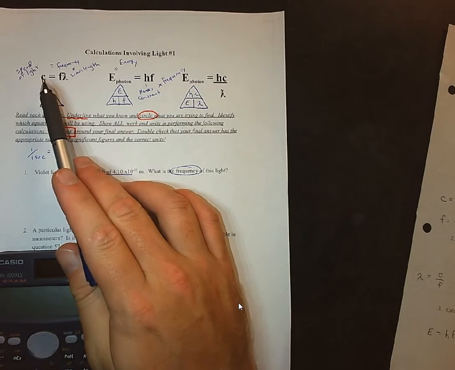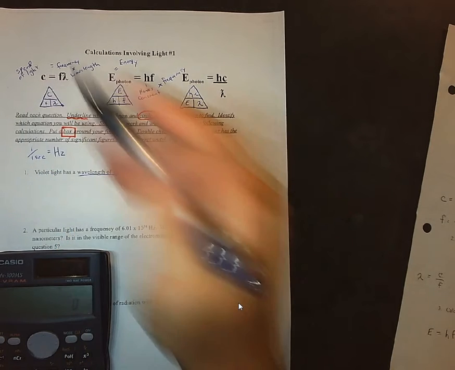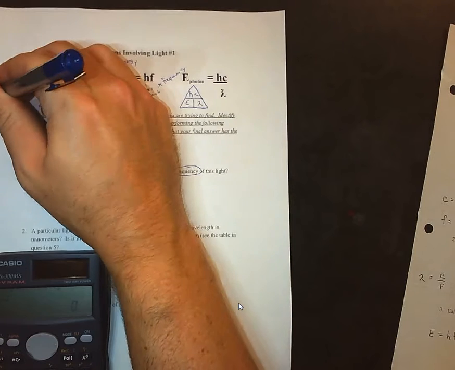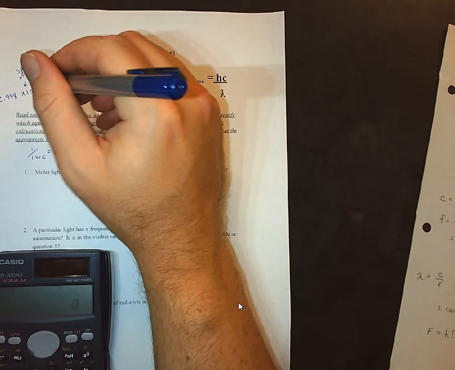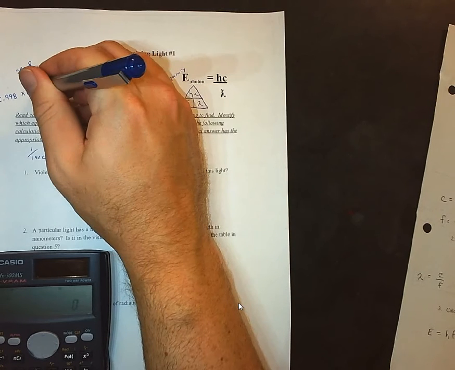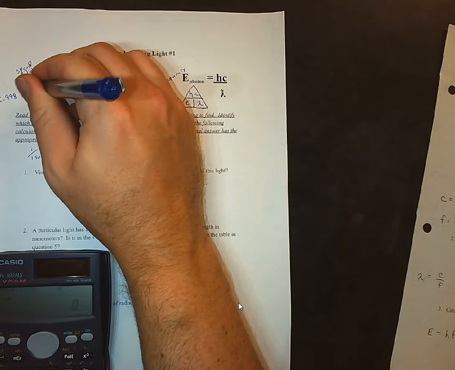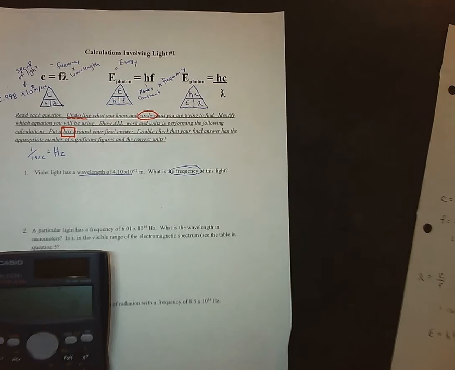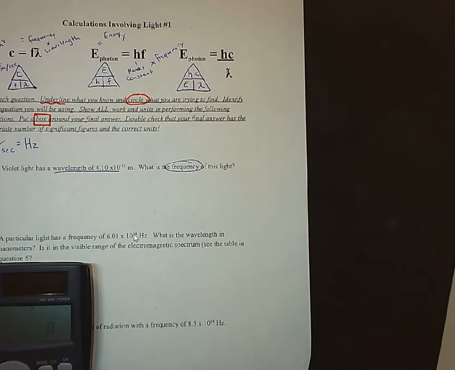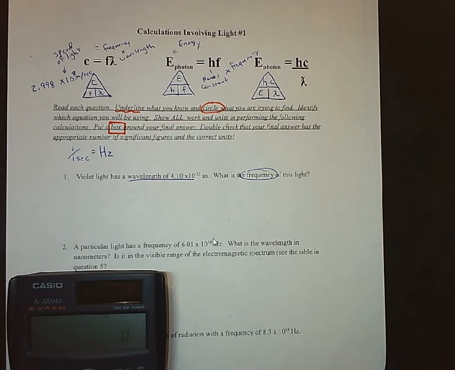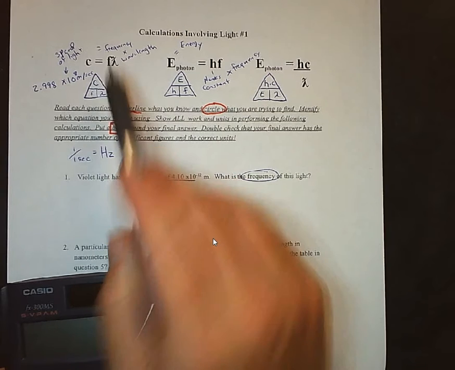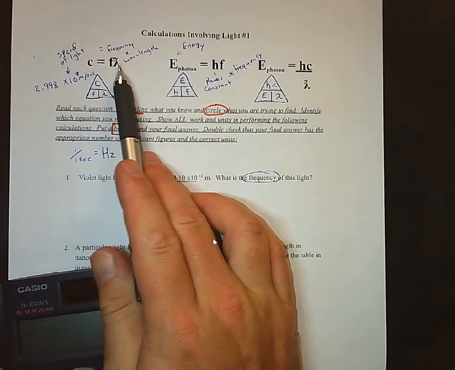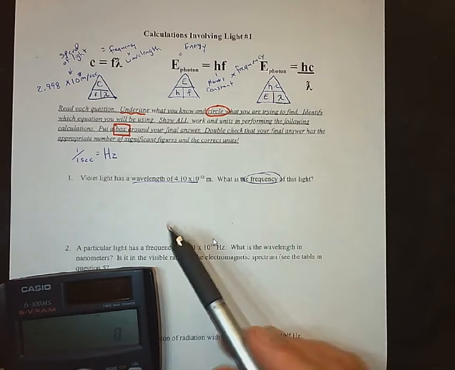The other thing we might want to know is the speed of light. Speed of light is 2.998 times 10 to the 8th meters per second. So this is our first time. We're going to set this up a little bit differently than what you guys do in your algebra class. First thing we're going to do is we know everything in here. We're looking for frequency. We have our wavelength, and we know the speed of light.